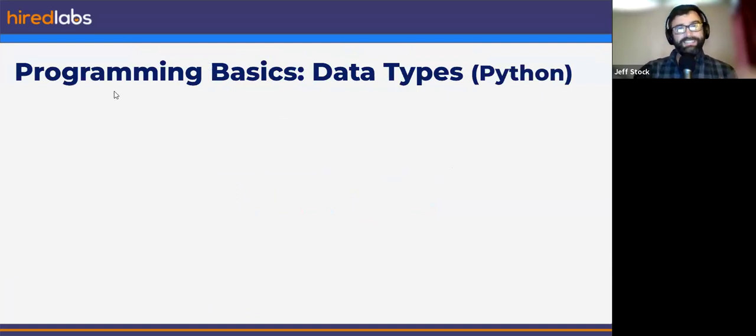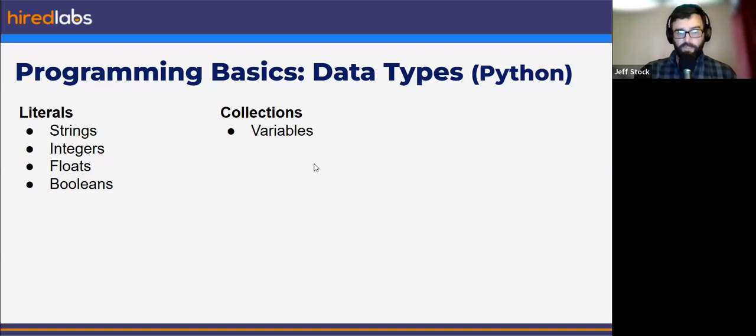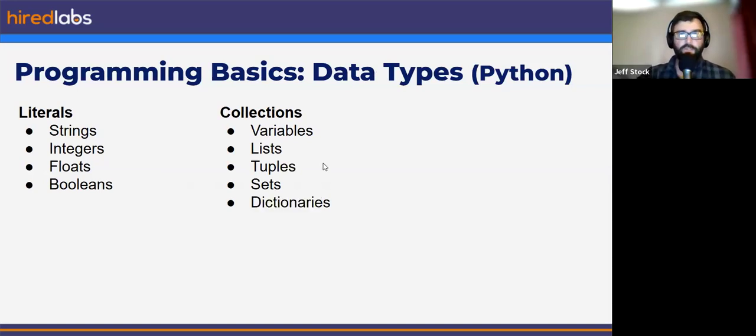Then we talked about data types in Python, where we had our literal types, if you remember, the things that we wrote directly in, like strings, integers, floats, our Boolean values. And then the different collections of things, where variables can be a named space in memory that can hold one of these other types of data. There could be lists that can hold other types of data, tuples, sets, dictionaries.